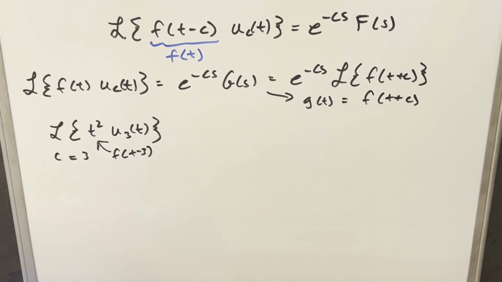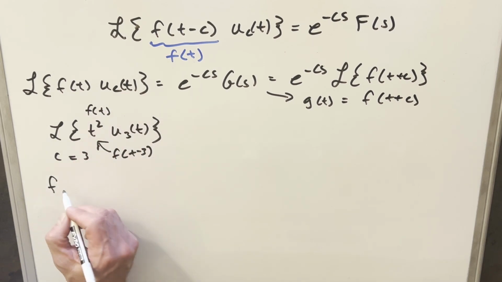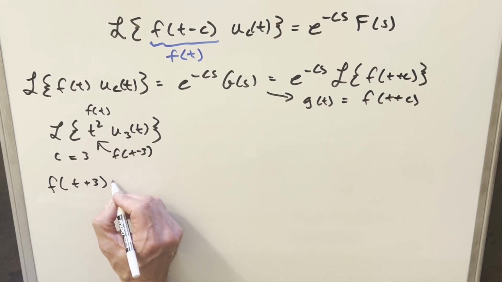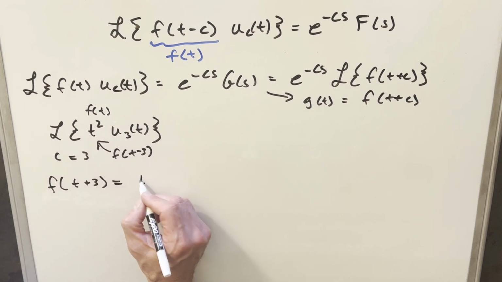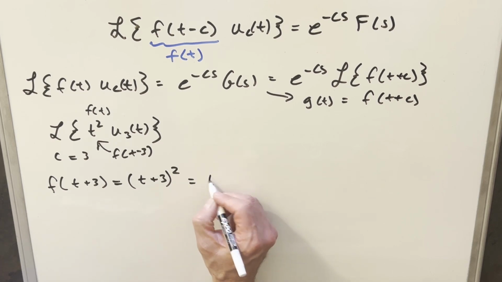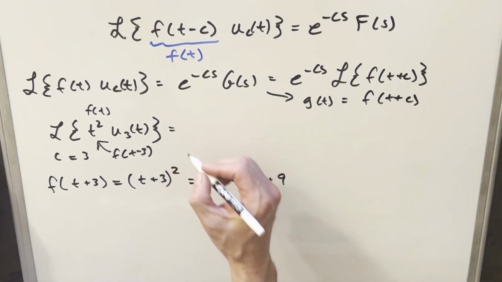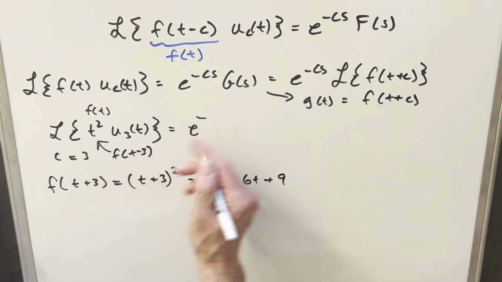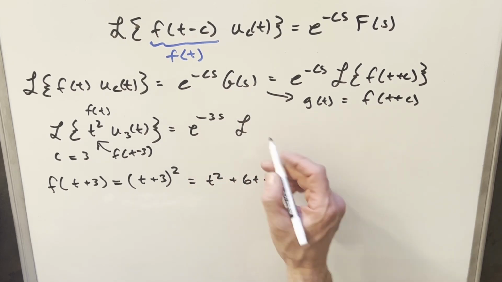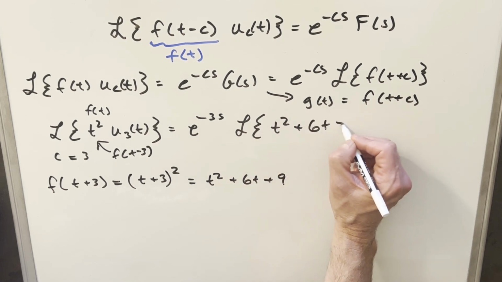We can look at our t squared as f of t and use this formula. What we need to find is f of t plus c, which is f of t plus 3. With the function just being t squared, we look at t plus 3 squared. Squaring that out, we get t squared plus 6t plus 9. For our solution, we want e to the minus the c value, so e to the minus 3s, and then the Laplace transform of f of t plus c, so the Laplace transform of t squared plus 6t plus 9.